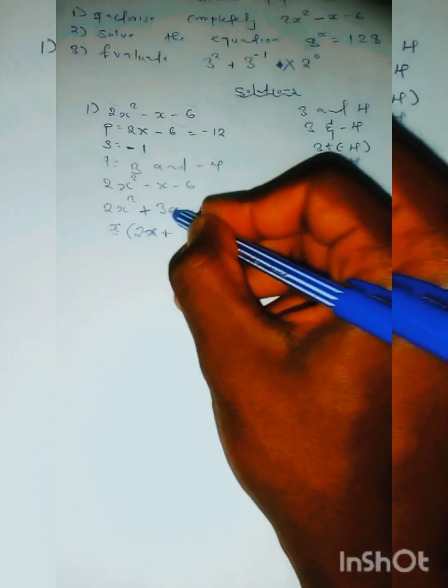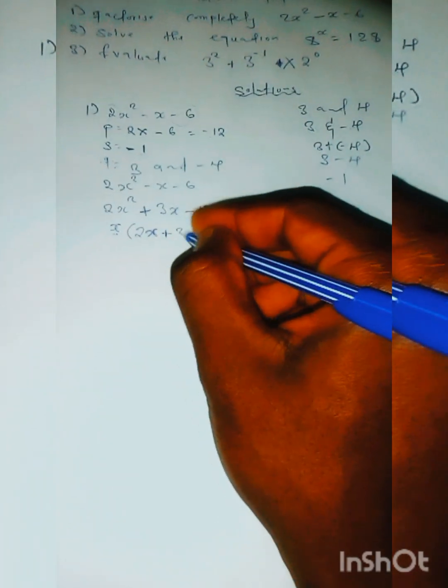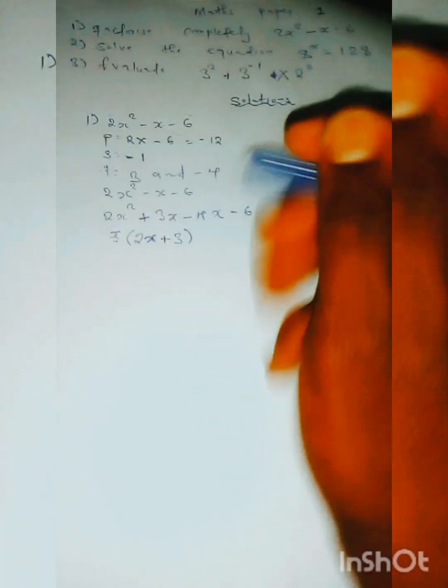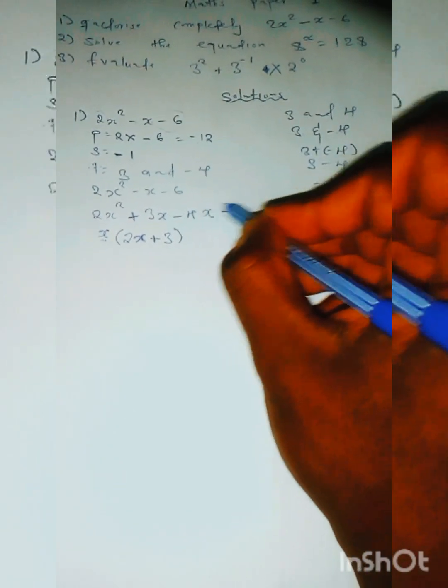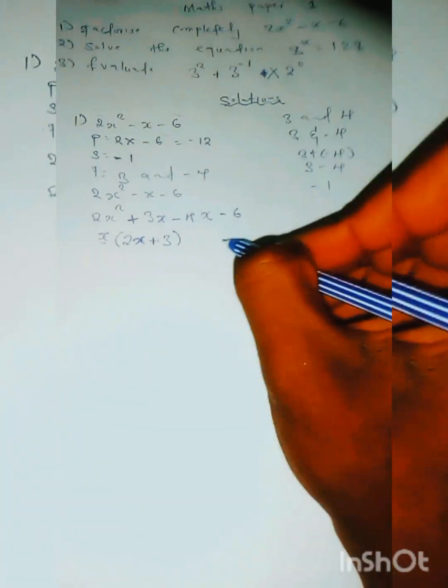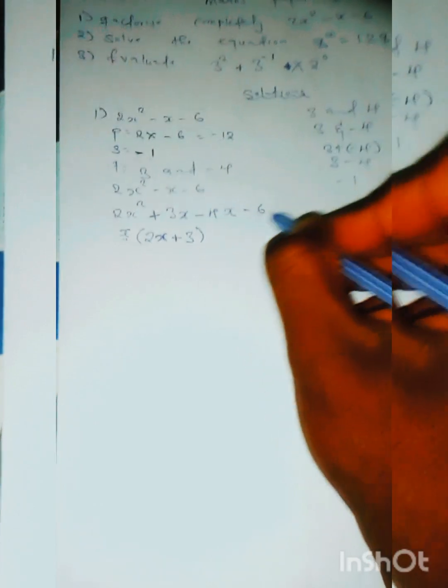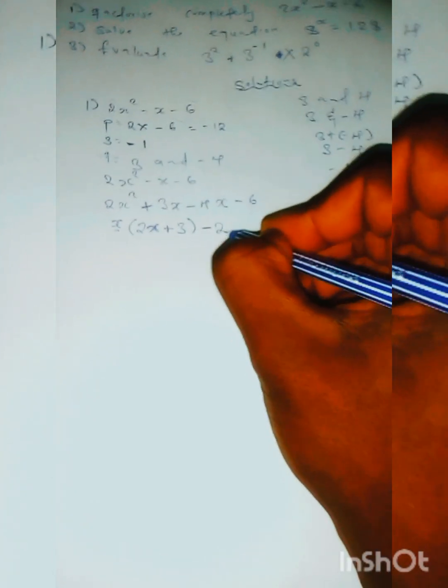Like this. Then this positive comes here. This divided by this, we are going to have 3 here. Then we come to these 2 terms here. So what's the common factor here? It's negative 2.